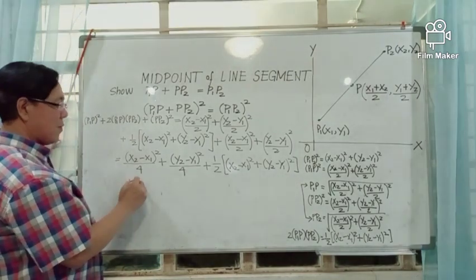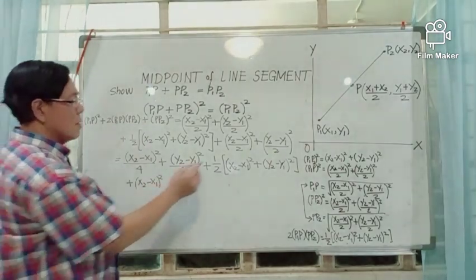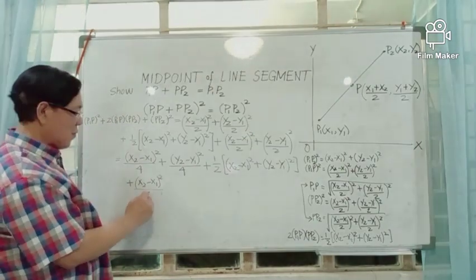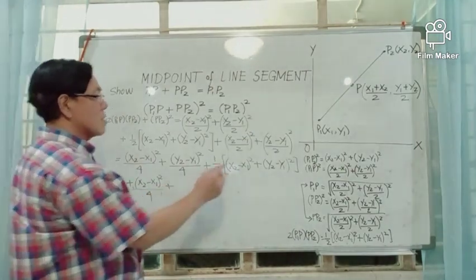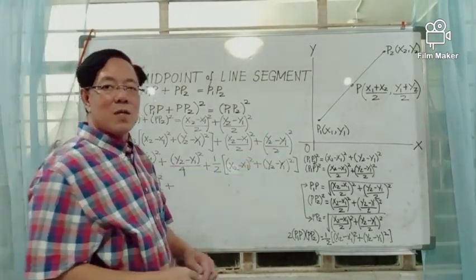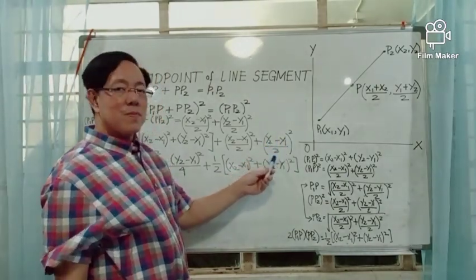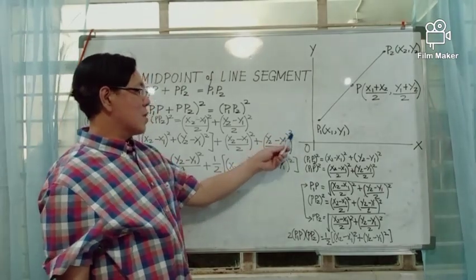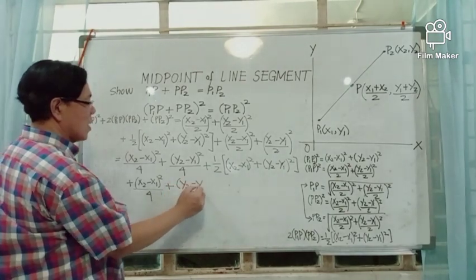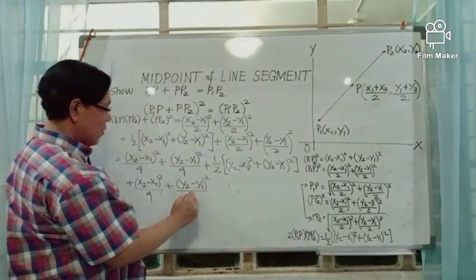plus the square of x2 minus x1, divided by the square of 2. Divided by the square of 2 is 4. Plus the square of this quotient is equal to the square of the numerator divided by the square of 2. So this last term is equal to the square of y2 minus y1, divided by the square of 2, which is 4.